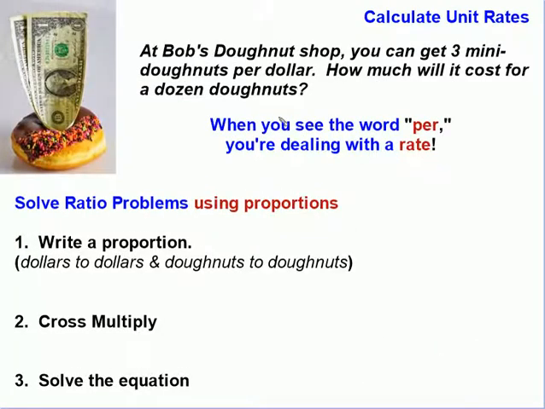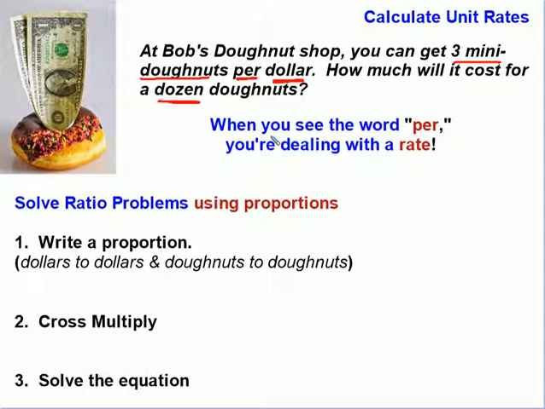Okay, here is our last ratio rate problem. At Bob's Donut Shop, which any donut shop is usually amazing, you can get 3 mini donuts per dollar. 3 mini donuts per dollar. How much will it cost for a dozen donuts?